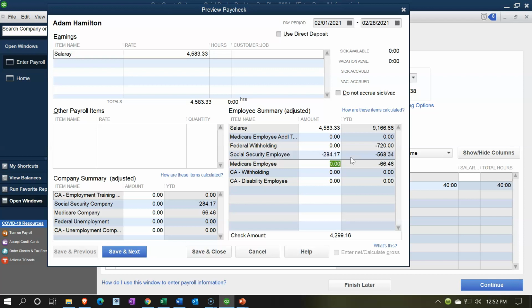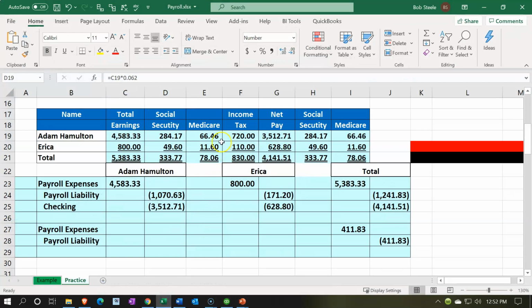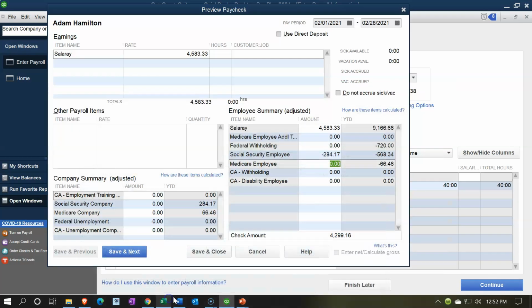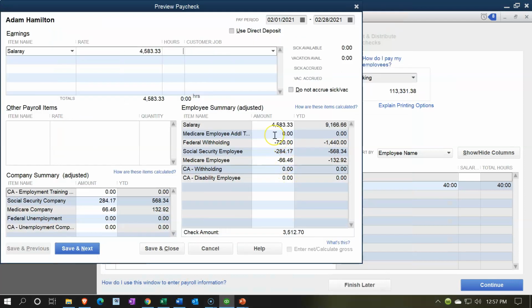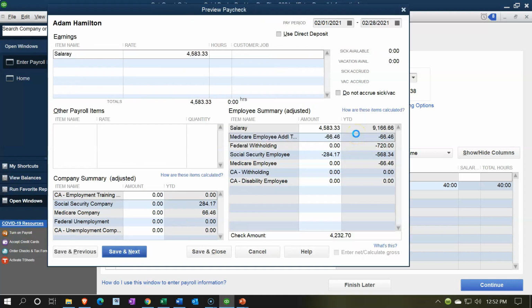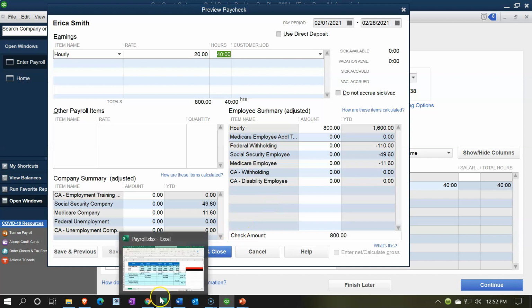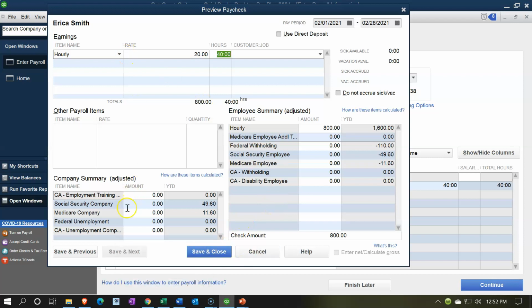And then it's going to make it a negative. Okay, all right, Medicare for Adam is going to be $66.46. So we got Medicare taking out $6. Notice we put the Medicare up top in the Medicare employee additional tax. It should be down here in the Medicare employee. So I'm going to adjust that. We will adjust that in the future. You might just want to put it down here for now, or you can adjust it in the future with us. 6.46 for Medicare.